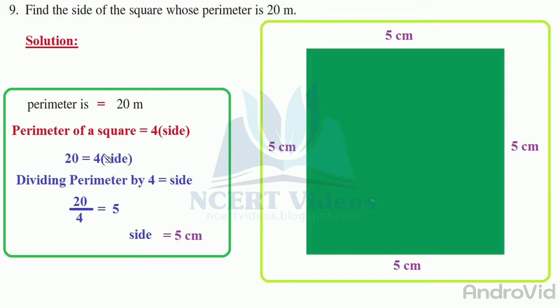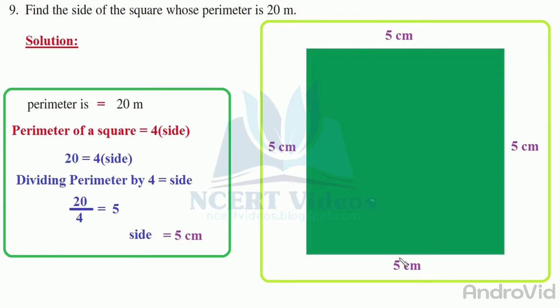Now what does it mean? If we divide this perimeter by 4, we will get the length of the side. So we divide perimeter by 4, that is 20 by 4, that gives you 5. 5 times 4 is 20. Therefore you get side equal to 5 centimeter.